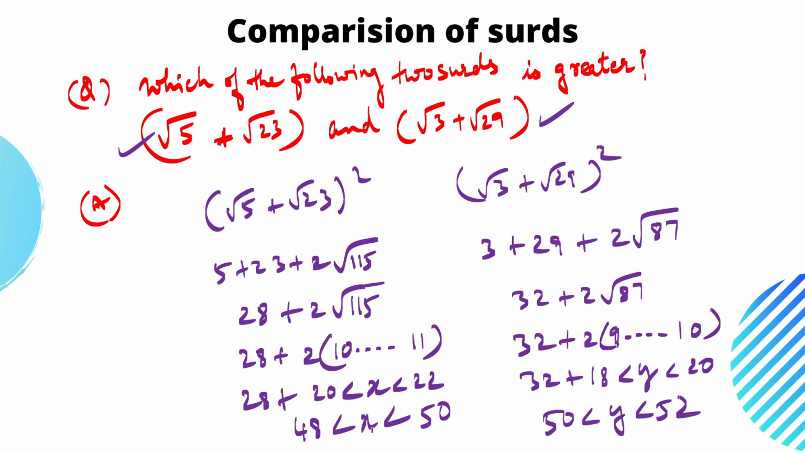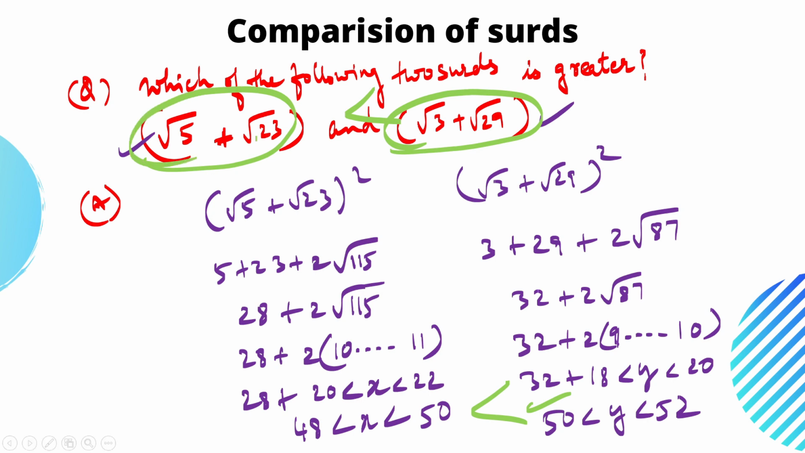See this, x lies between 48 and 50. Here y is between 50 and 52. So definitely this value is greater than this. Hence root 3 plus root 29 is greater than this surd. This is how you compare two surds. Now you may ask me: here x is clearly between 48 and 50, and here y is between 50 and 52. There is no overlap. What happens if there is an overlap?